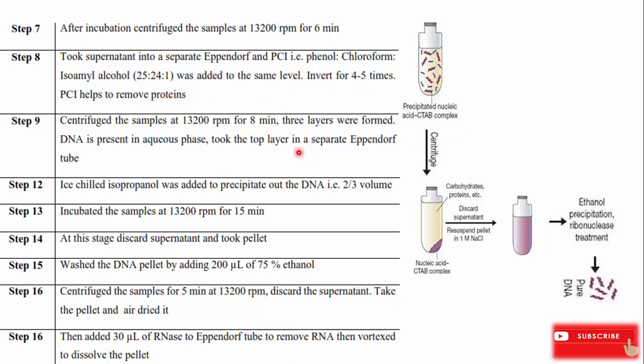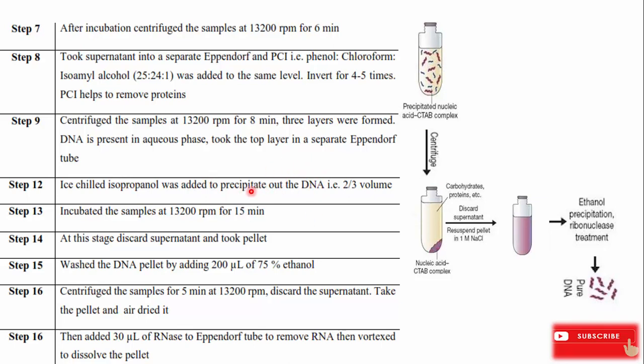After adding PCI, we again centrifuge our samples for 8 minutes at 13,200 rpm. Then three layers form, and the DNA is present in the aqueous phase, so we take the top layer into a separate Eppendorf tube. Then we add ice-chilled isopropanol. It helps to precipitate out the DNA.